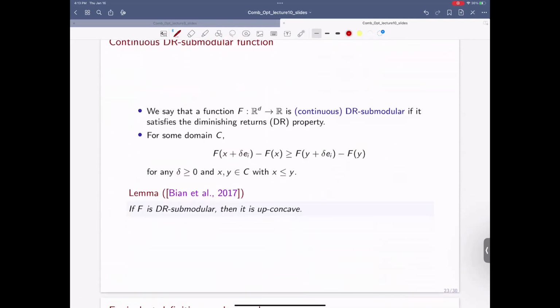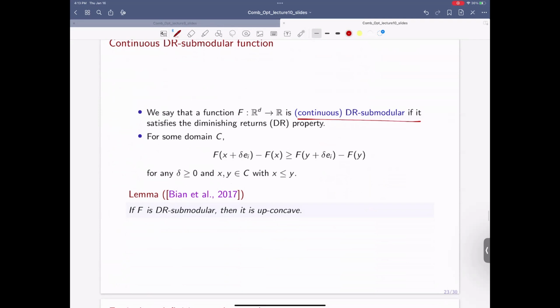So that's the function that we see. A continuous function is DR-submodular, where DR stands for diminishing returns property. If we have this property, then the up-concavity, meaning that if you move along any non-negative direction the function is concave, directly follows. That's what you can prove.